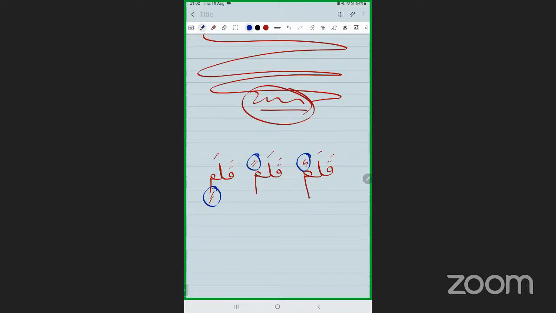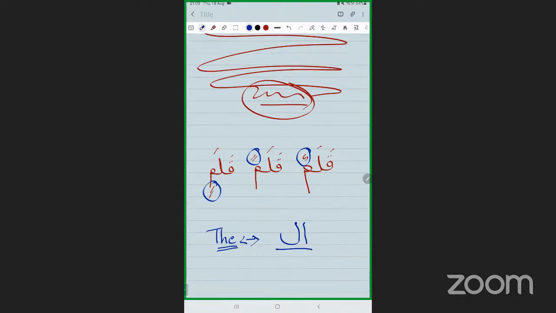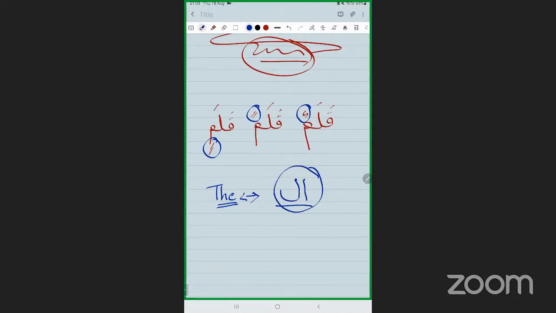Now, how to make it definite? Simple idea. In English, it is "the," and in Arabic, it is "al." But this Mr. Al has a problem. I'm telling you a false story, a fiction.